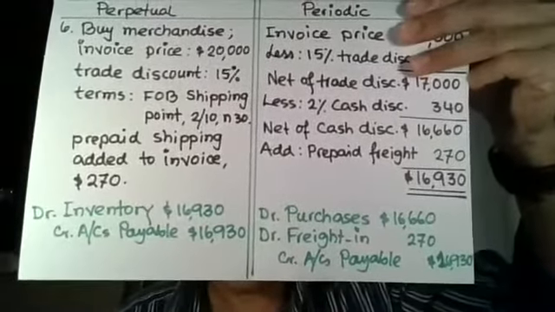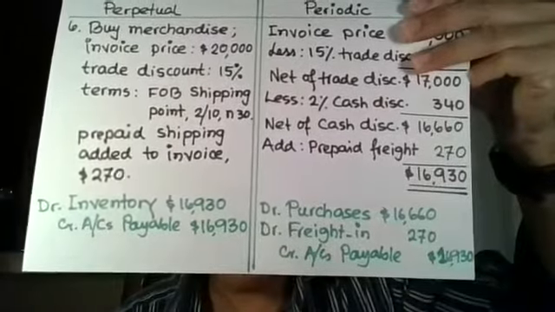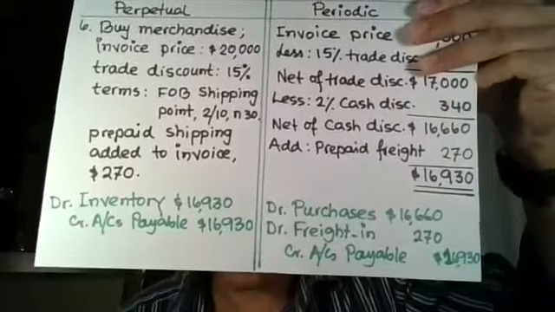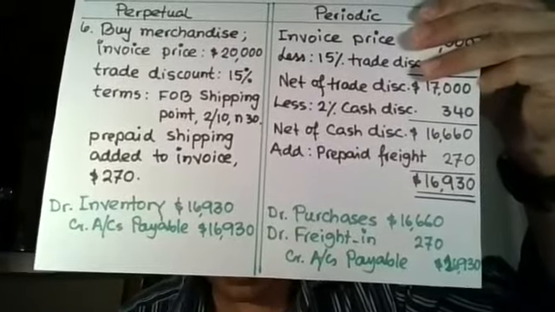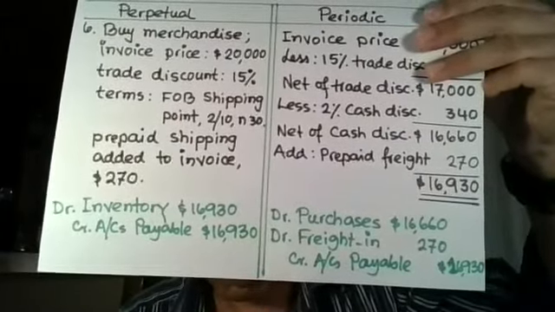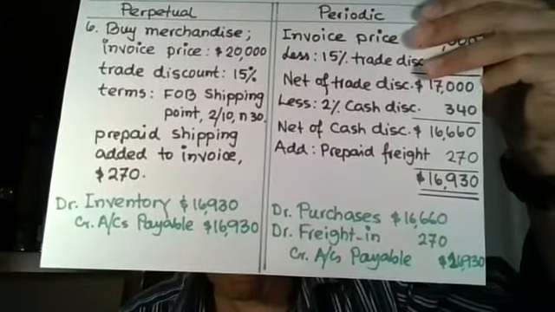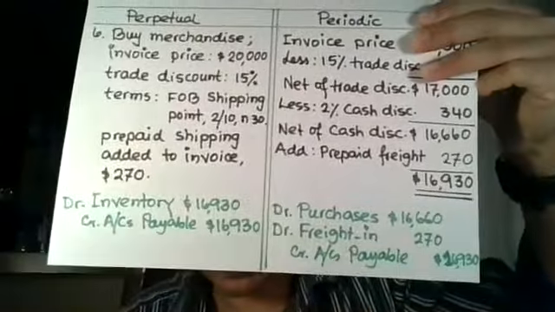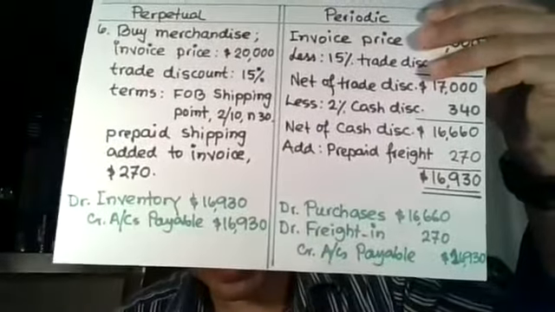$16,660 is your purchases, and then the freight is another expense, another debit, and then credit is the full amount, accounts payable. You owe the full amount to them. Got it? So here's a big difference between the two methods, but focus on the perpetual first: we take off the trade discount, the cash discount, then add the prepaid freight. Load the full amount to inventory and credit accounts payable.